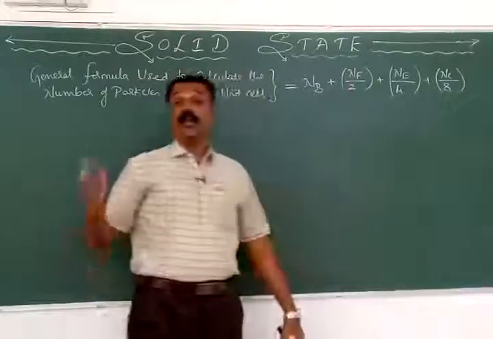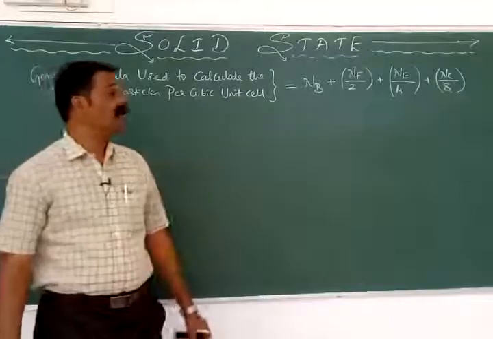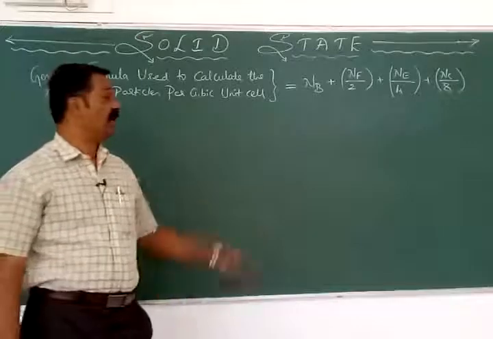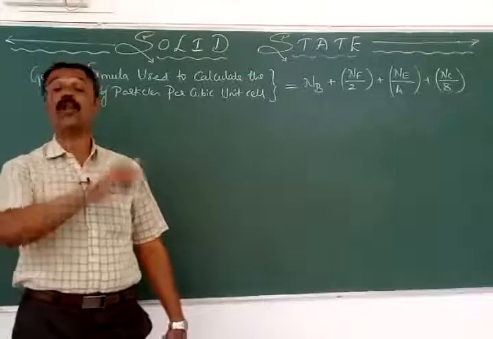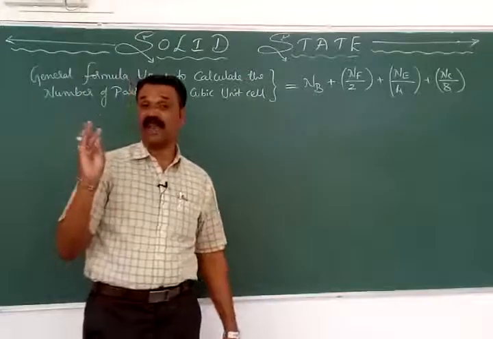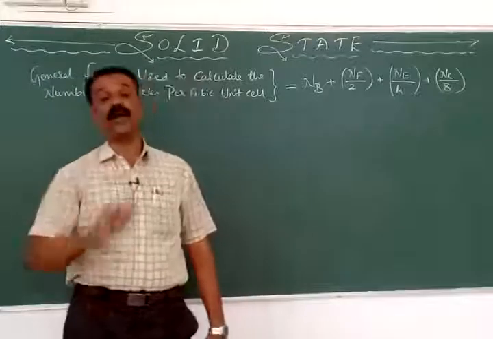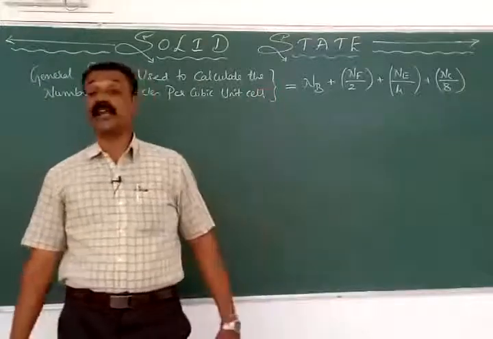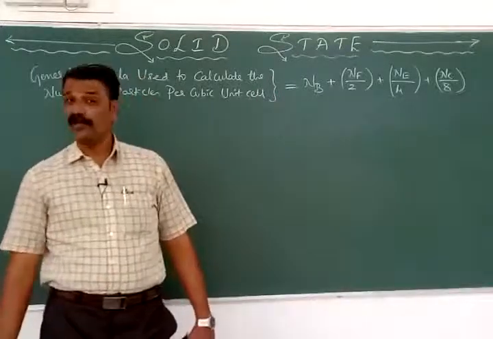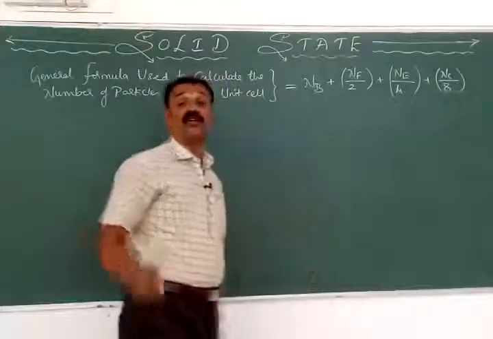What is NF here? Number of face centered particles. Then NE means number of edge centered particles. And NC is number of corner particles. NB refers to number of body centered particles, NF refers to number of face centered particles, NE refers to number of edge centered particles, and finally NC refers to the number of corner particles.